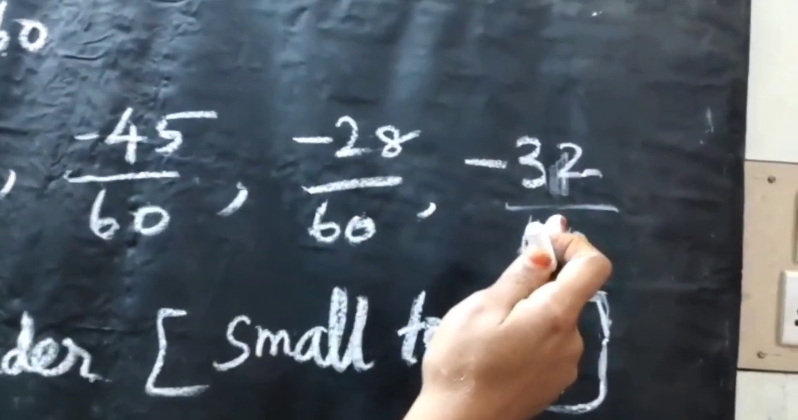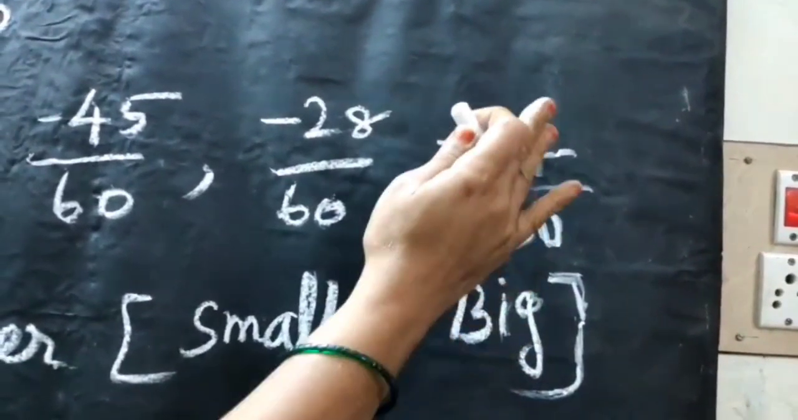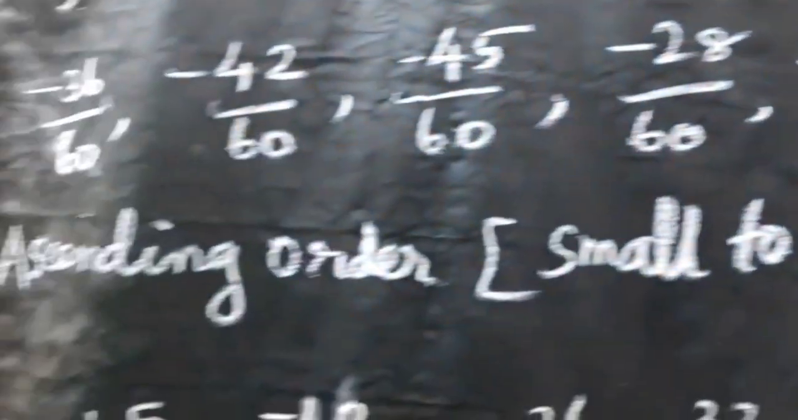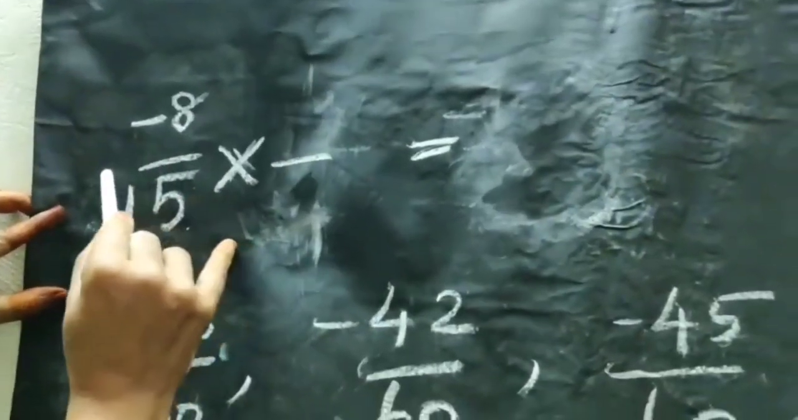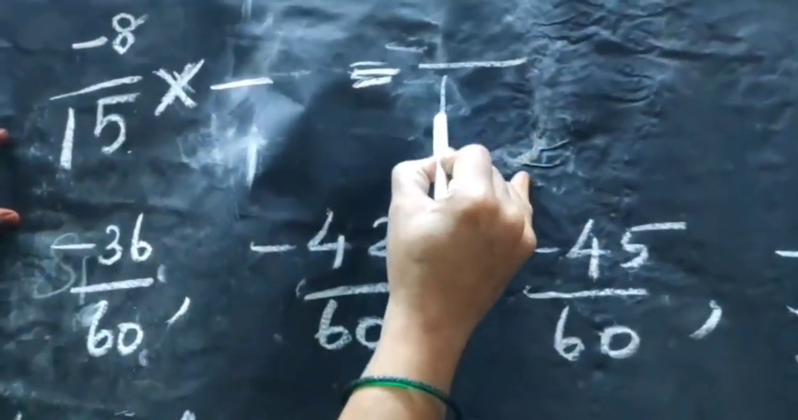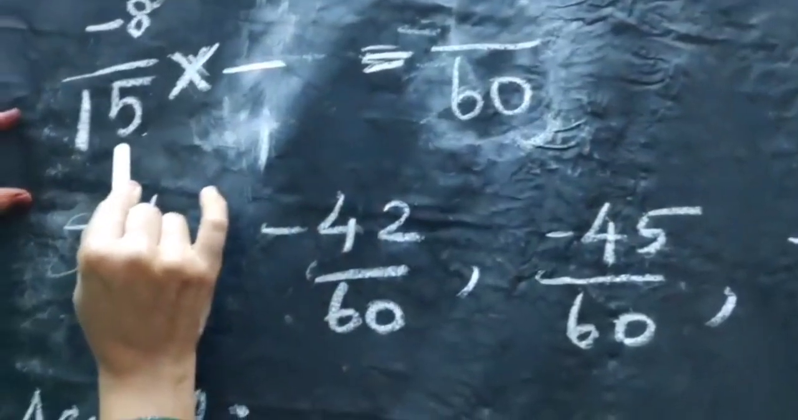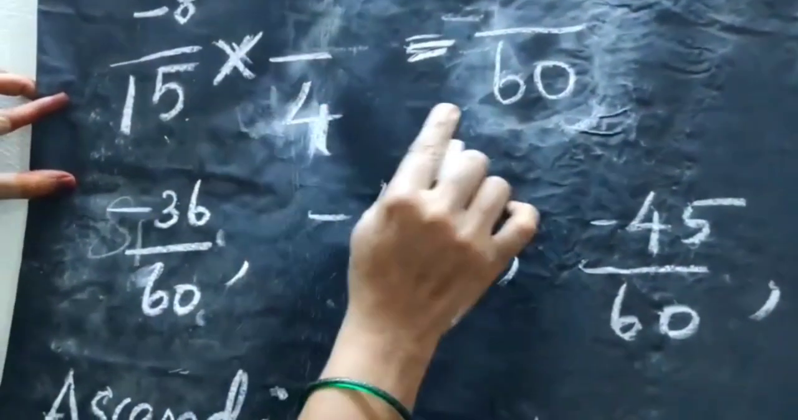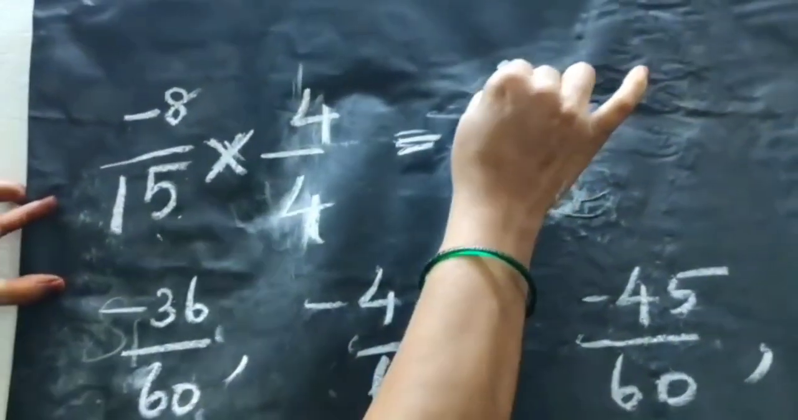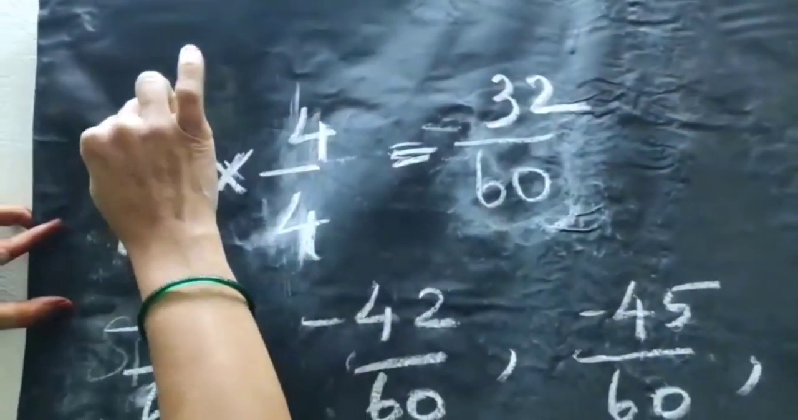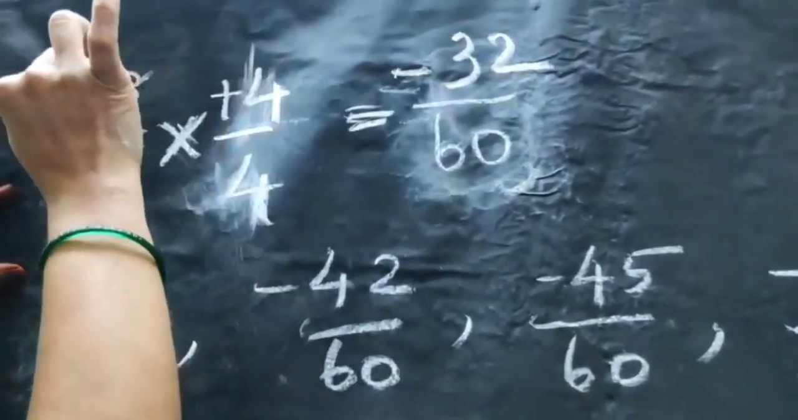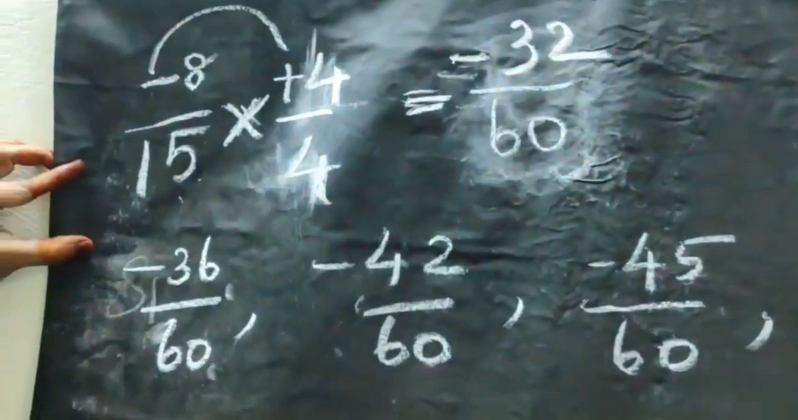Minus 96 by 60. Next, minus 8 by 15, equal to dash by dash. Divided by the LCM number, 60. So 15 4s are 60, so here also write 4. 8 4s are 32. The symbol is minus; if there is no symbol, it means plus. Plus into minus is minus 32 by 60.